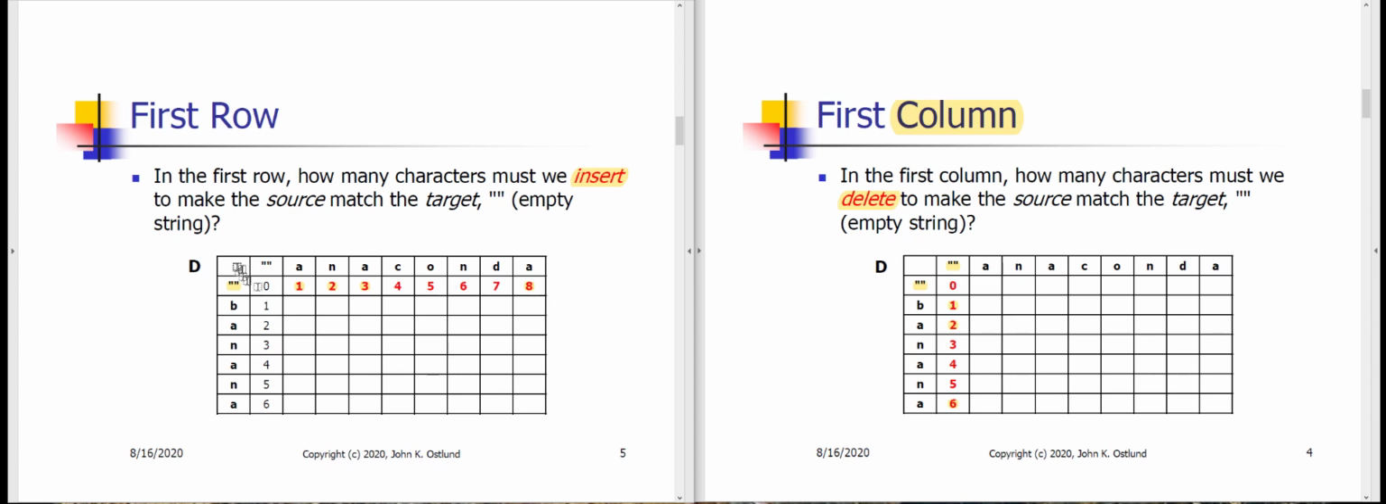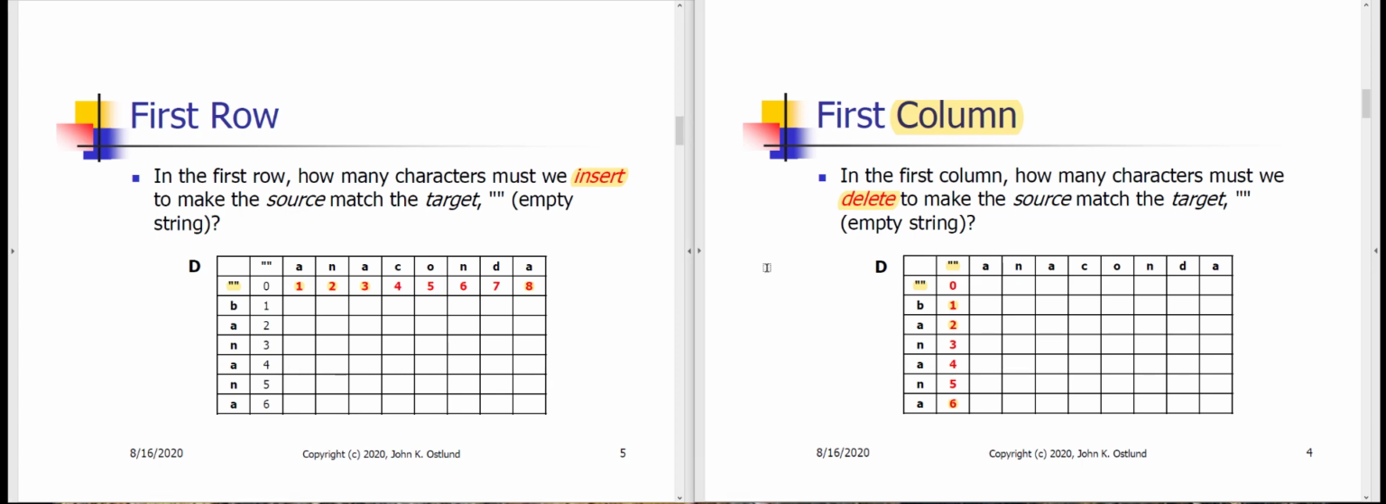Okay? So we now have our first column, which tells us how many delete operations we would have to do to convert increasingly long prefixes of the source into an empty string as the target. And we've got our first row, which tells us how many insert operations we would have to do on the empty string as a source in order to convert that empty string into successively longer prefixes of anaconda.